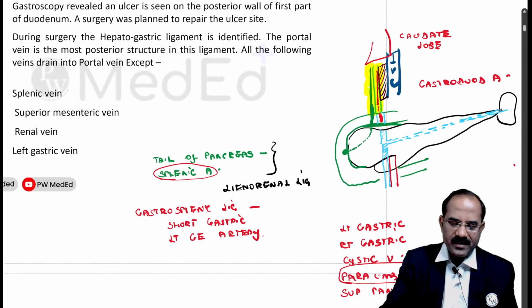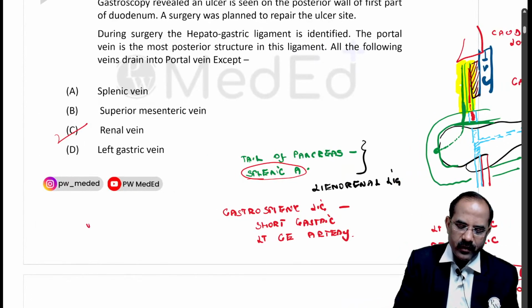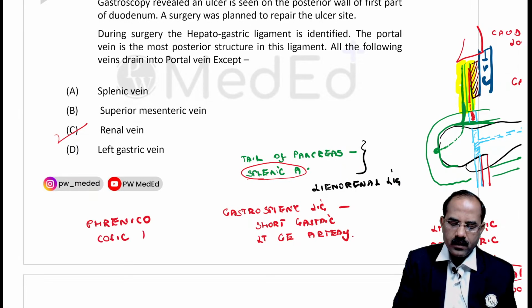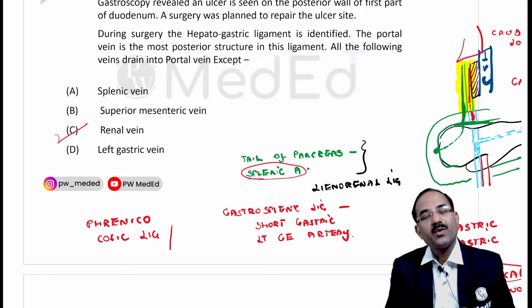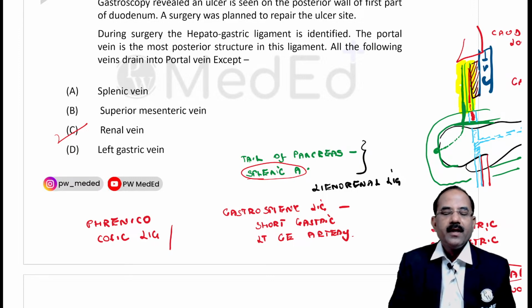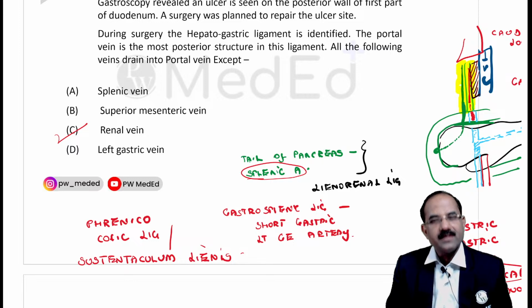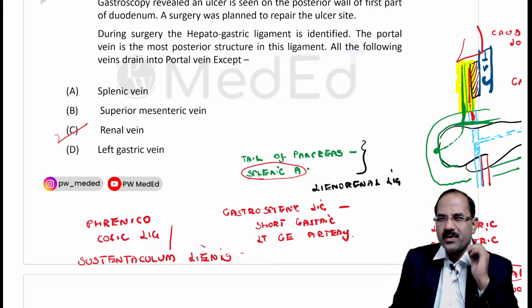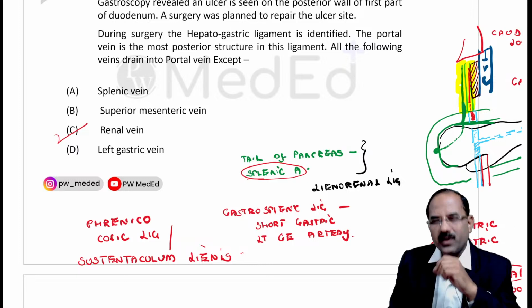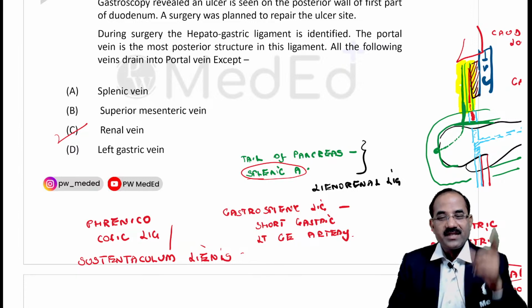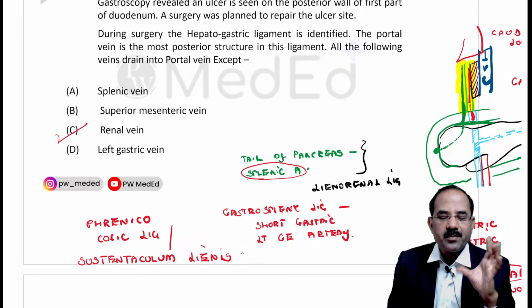Any guesses? This ligament is what we call the phrenicocolic ligament, and this is going to support the spleen. It is also known as the sustentaculum lienis. Lienis means spleen, and this is going to support the spleen. This was an MCQ, a previous year question. Some years back it was asked. What is sustentaculum lienis? That's the phrenicocolic ligament. Why? Because it supports the spleen.